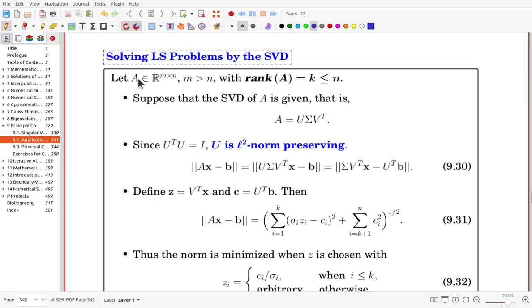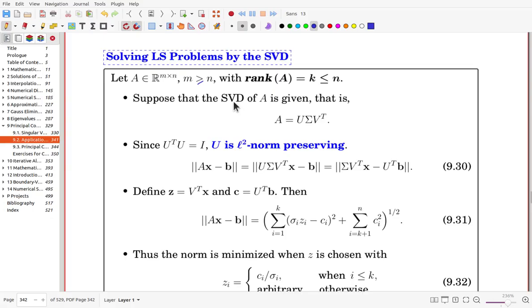Okay. Now A is an m by n matrix. M is larger than or equal to n. Now the rank of A is k. k can be the same as n or smaller than n. Once smaller than n, then A transpose A is not invertible. But in any case, by using the singular value decomposition technique, we can solve the least squares problem.